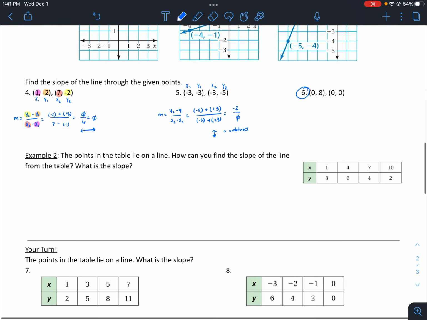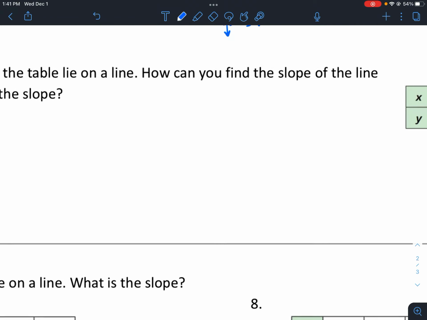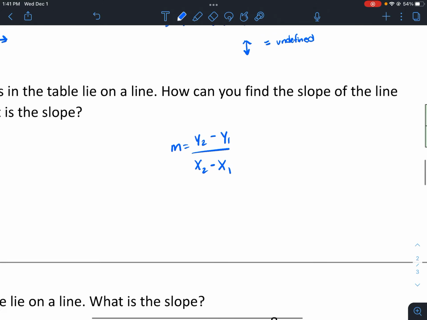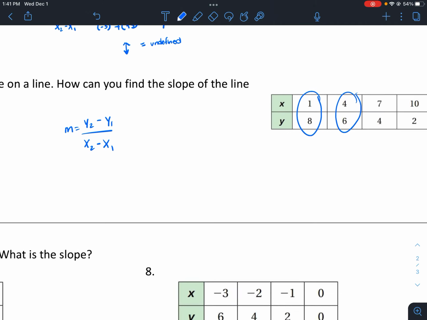All right, last example, the points in the table lie on a line. How can you find the slope of the line from the table? What is the slope? If you also have a table, you're going to have to use the formula m equals y2 minus y1 over x2 minus x1. All right, so now I would just pick any 2 points. Remember, it's x and y on top and bottom. I would choose these two and maybe these two. Whatever numbers are easier for you, it really doesn't matter. But remember, whatever you circle, it would be x1, y1, x2, y2.